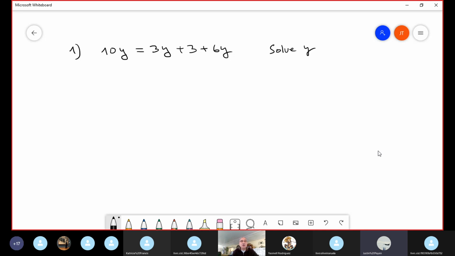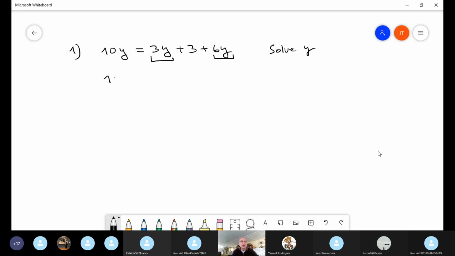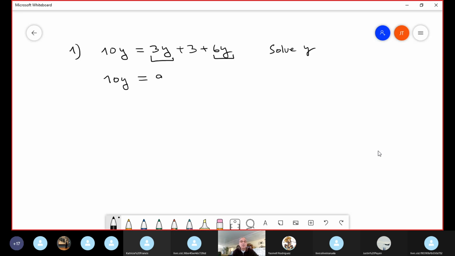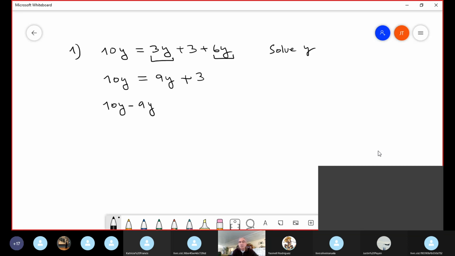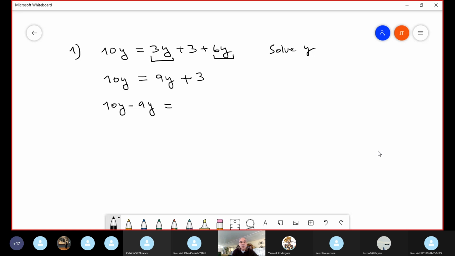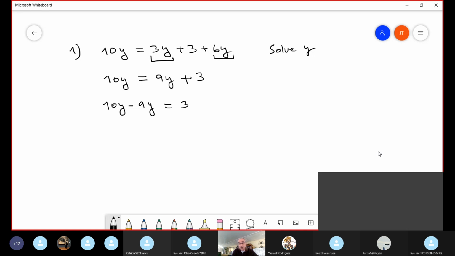Okay, so what should I do? It's easy. We combine like terms: 3y and 6y together is 9y. My recommendation is always, when you manipulate a linear equation, put the variable on the left-hand side. So, 10y minus 9y. I suppose you remember very well that when you move something to the opposite side, you put the opposite sign.